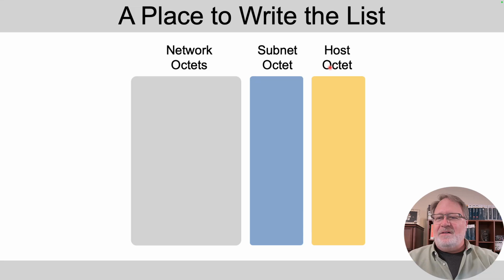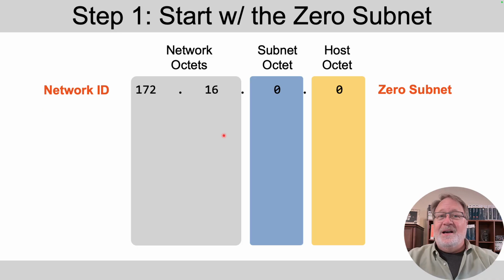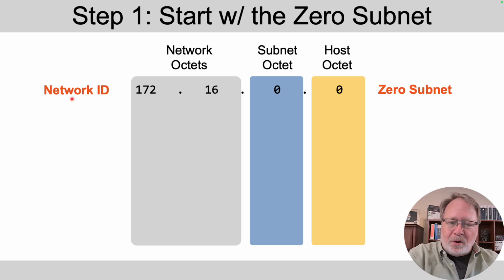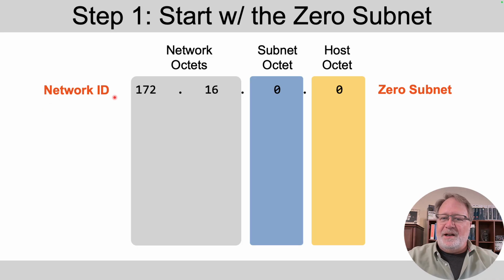So after that bit of analysis, I'll set up a place to record my subnet IDs, and I'll make sure it's a little bit wider under the network octet column, 2 octets wide, because I've got 2 network octets, 1 octet wide under subnet and host octets. So here's where I'm going to write my list of subnet IDs down. I'm going to start the list with the same number as the network ID itself. Well, we're subnetting network 172.16.0.0, and I write that down. Why? Because that's always the same number as the 0 subnet. So that's a pretty easy start.